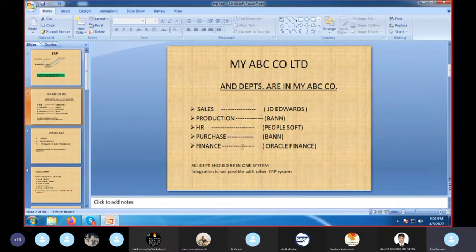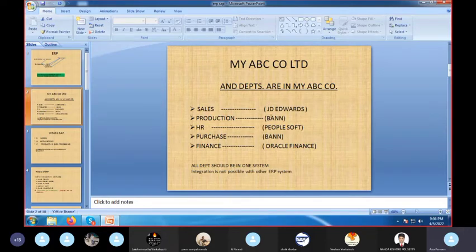Before SAP was introduced, we had different types of ERP software, each specifically for one department. I wrote here, JD Edwards software was there, which worked only on sales and not on any other department. So for the sales department you purchase JD Edwards software, and for the production department you purchase BAAN software. In this way, HR uses PeopleSoft, and purchase and production are mostly the same, so BAAN is also useful for the purchase department. For the finance department, we purchase Oracle Finance.